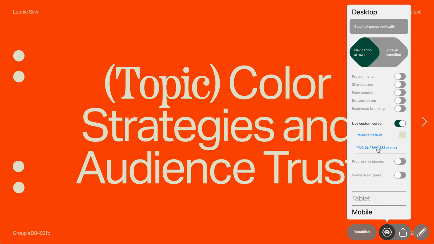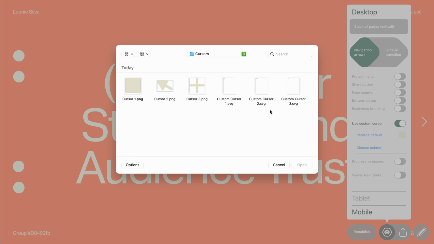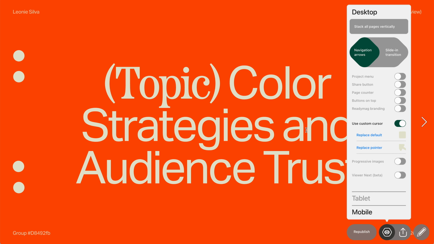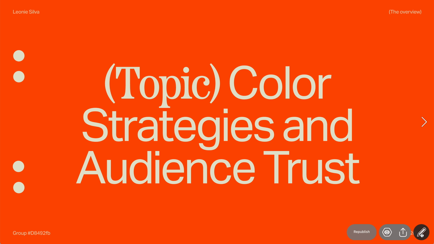Choose pointer means your custom cursor will replace the pointer cursor shown when viewers hover over just clickable elements, like links, clickable widgets, slideshow controls, and more. Think about your project needs and aesthetics and what makes most sense for you. Upload your file, and voila!